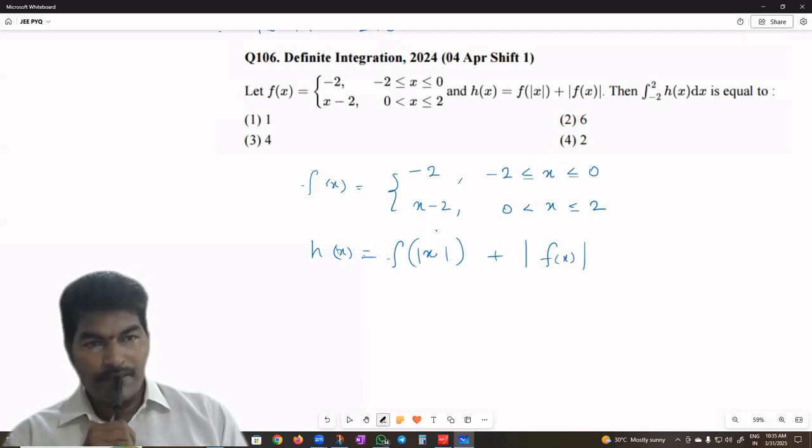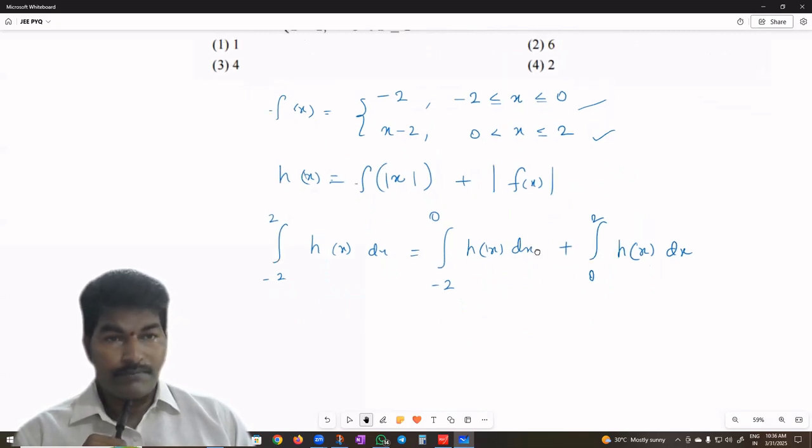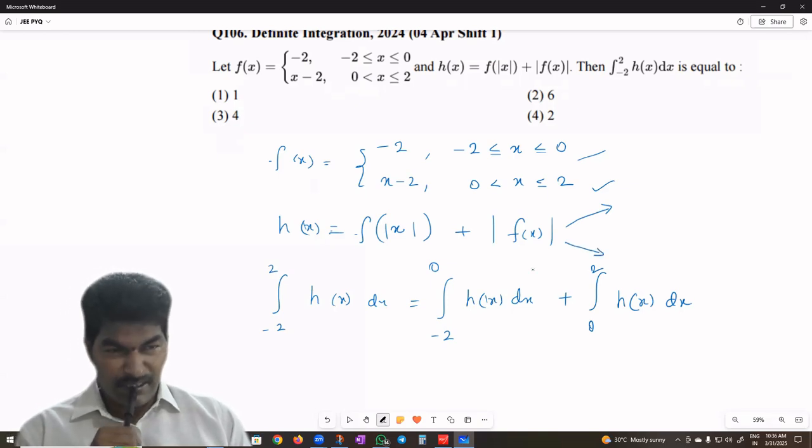Okay, this is the function h of x. And now the problem is the integral from minus 2 to 2 of h of x dx is equal to how much? And we will define h of x, we will construct h of x between the functions. And first limit here I am showing, and second limit here I am showing. Second limit means piecewise functions.